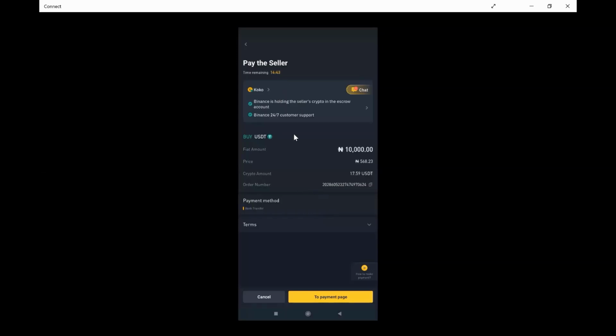So this is what I want us to see here. You can see the timer is going. Now the payment method comes here. It says fiat amount. Yes, it's reminding you again that it's 10,000. And then the price, of course, is 568. And then the crypto amount you're going to get. It's recording this order on the P2P platform on Binance.